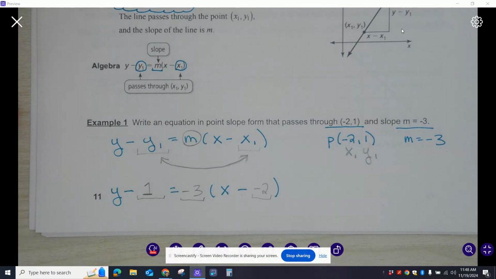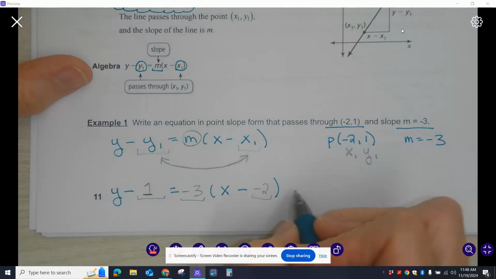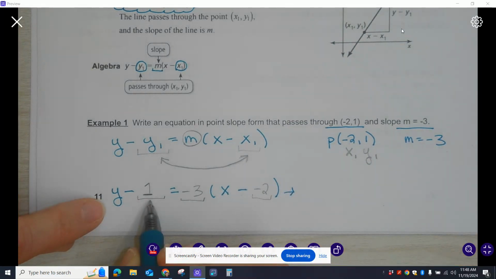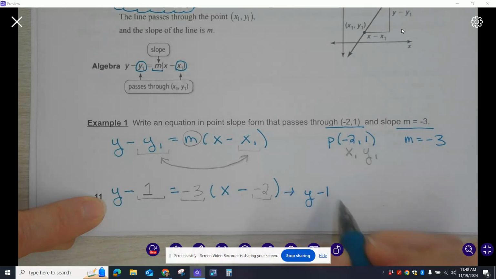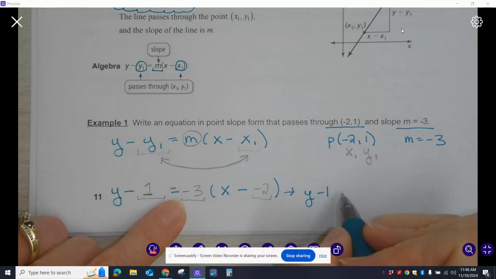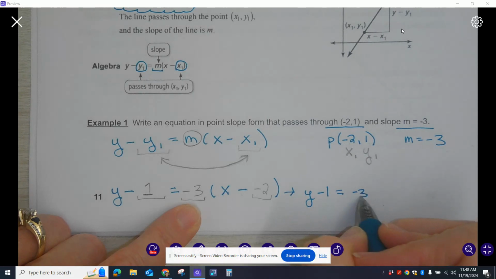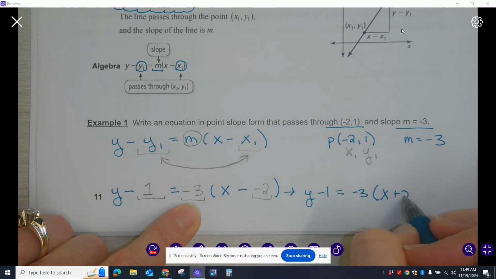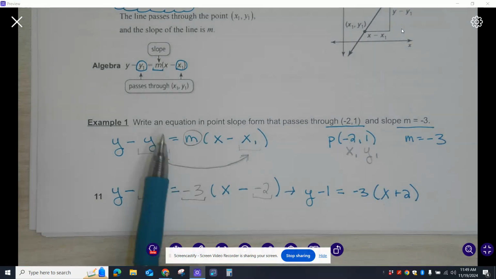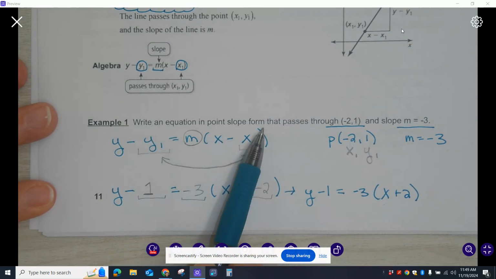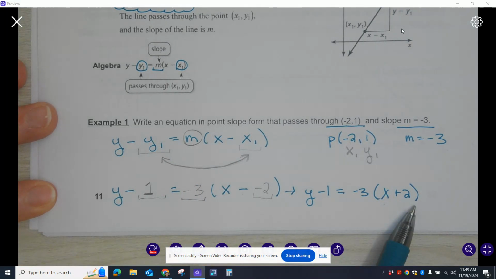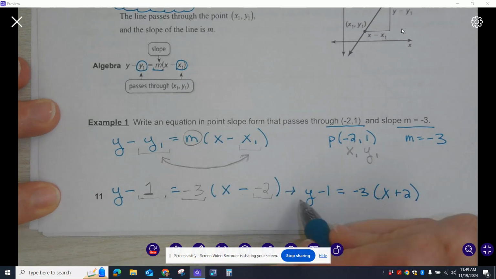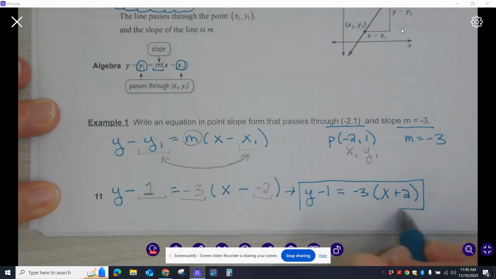Okay, so now I substituted everything in. Now I need to do some simplifying. So this I'm just going to write as y minus 1, not a lot to simplify there, equals negative 3, not a lot to simplify there. But this, minusing a negative, is the same as adding. So this I need to write as x plus 2. Now this says write an equation in point-slope form. I have done that. This is what point-slope form looks like when you're done.